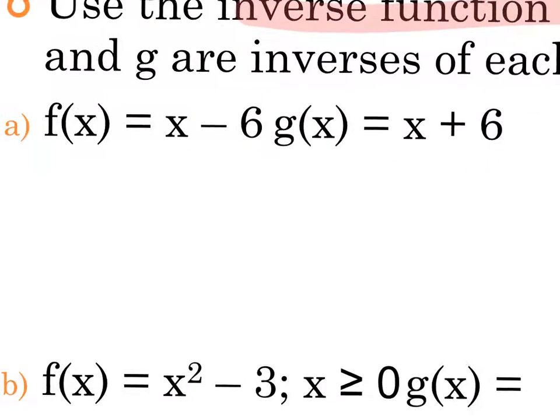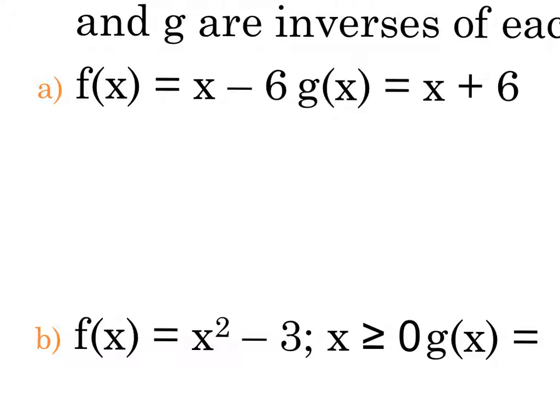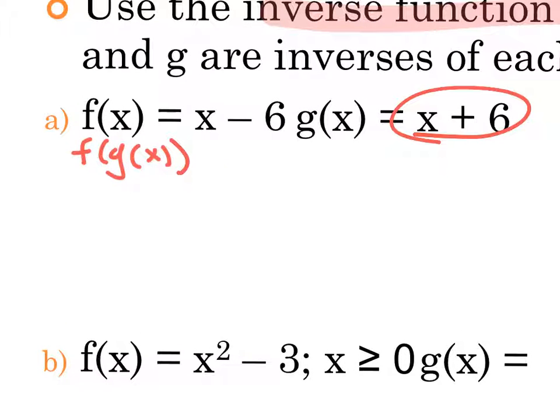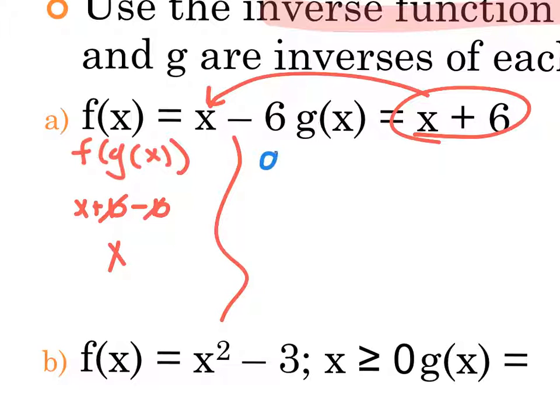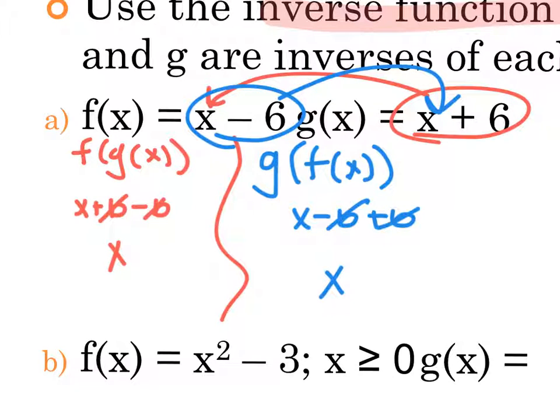So I'm going to do the first one, right? It gives me f of x is x minus 6, and g of x is x plus 6. So the first thing I'm going to find is f of g of x. I'm going to take the g, plug it into the f. So x plus 6 minus 6, and the 6's cancel, and I'm left with just x, which is what you should get. g of f of x means take the f of x, plug it into the g. x minus 6 plus 6, 6's cancel out again, and I get just x.